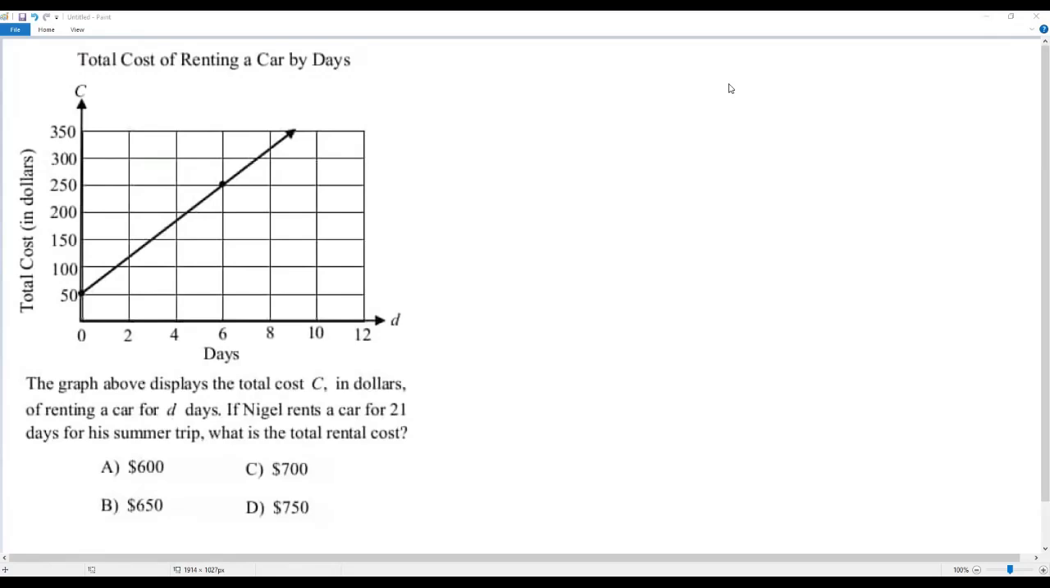Here we have a set math problem. Okay, let's go to the question. The graph above displays the total cost C in dollars of renting a car for d days. If Nigel rents a car for 21 days for his summer trip, what is the total rental cost?